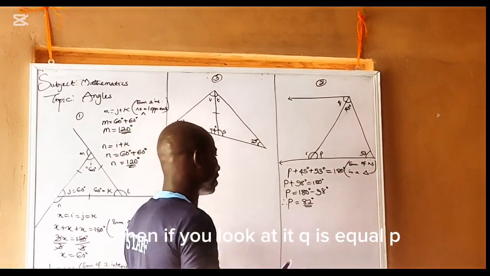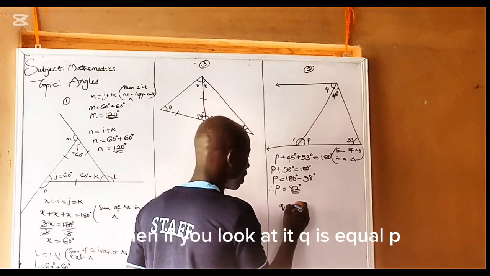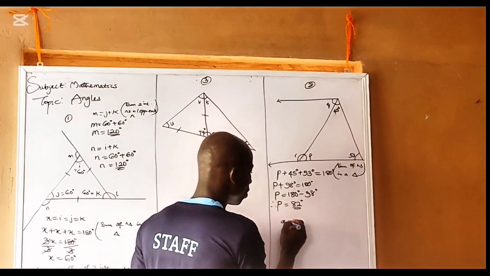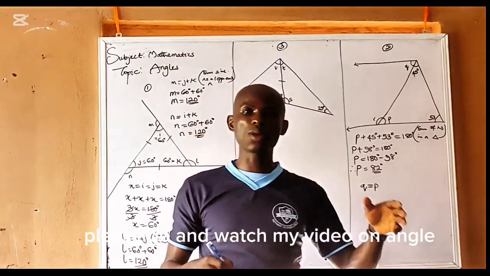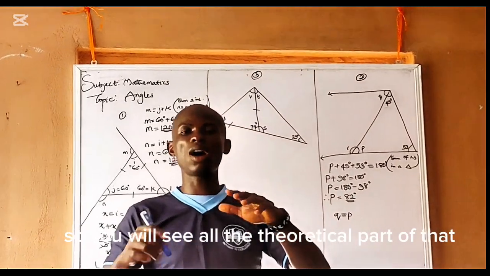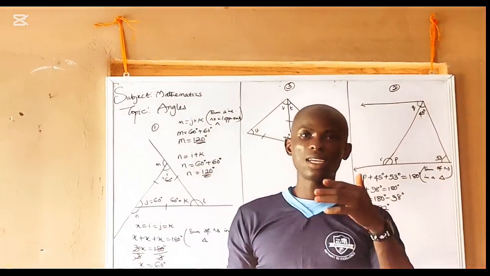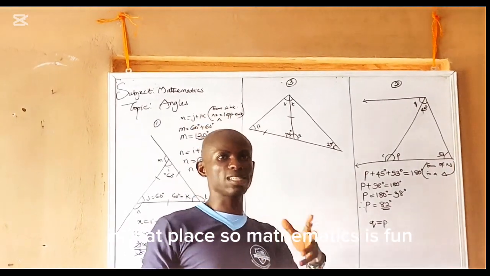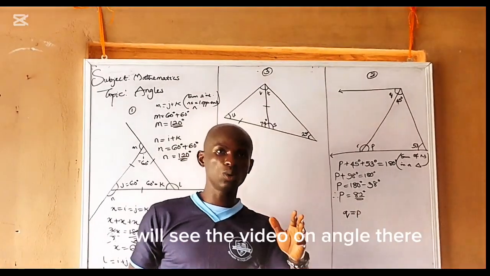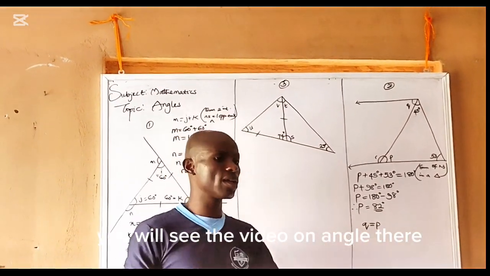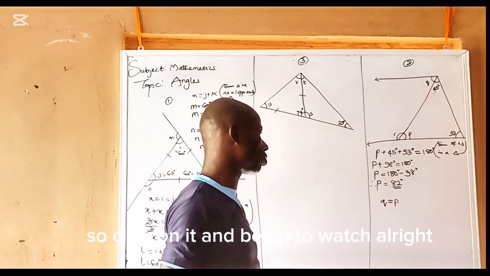Then if you look at it, Q is equal to P. If you are confused, please go and watch my video on angles. You will see all the theoretical part of that there. Mathematics is fun. Just go to YouTube, look for Mathematics is Fun. You will see the video on angles there. Click on it and begin to watch.